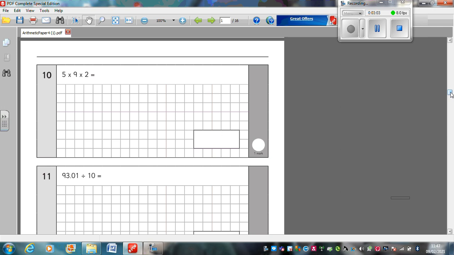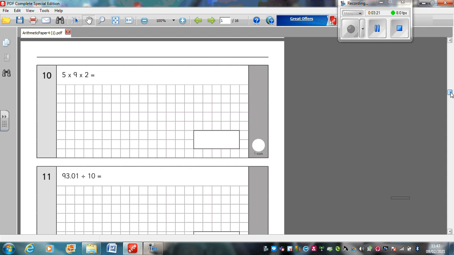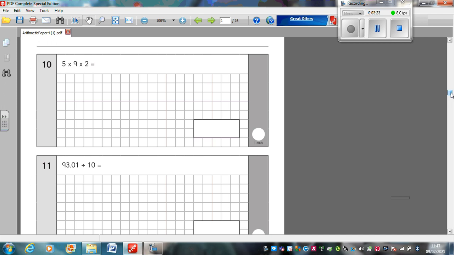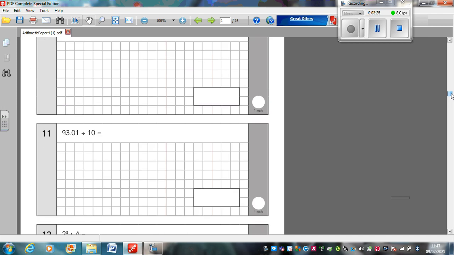Question 11. 93.01 divided by 10. Now, we don't need to do column method or bus stop method for this. Do you remember how we multiply or divide by 10? We just move the whole number one direction. Can you remember which it is? If we divide in, is it going to get smaller or bigger? Next question.